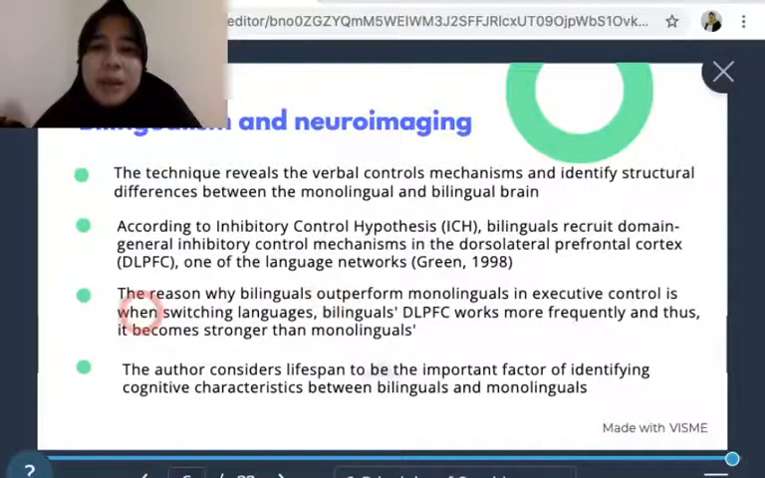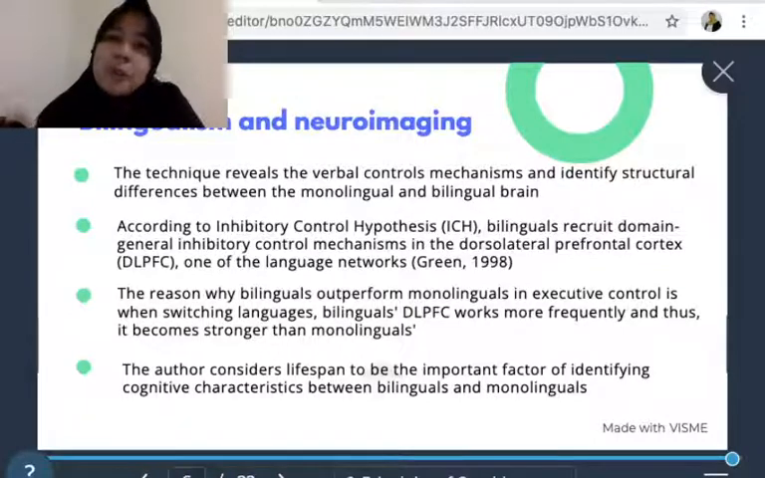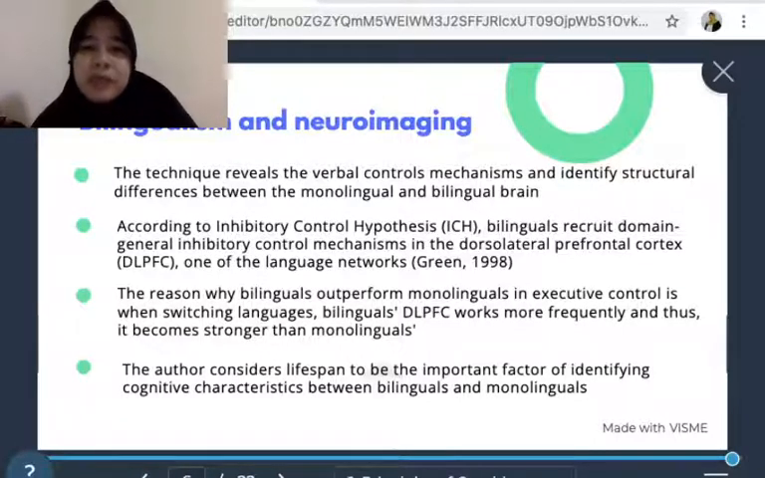Okay, the reason why bilinguals outperform monolinguals in executive control is that when switching language, the LPFC works more frequently in bilinguals and thus becomes stronger than in monolinguals. So the LPFC is the one that we can check if we want to see whether bilinguals have some advantages or outperform monolinguals in cognitive controls.